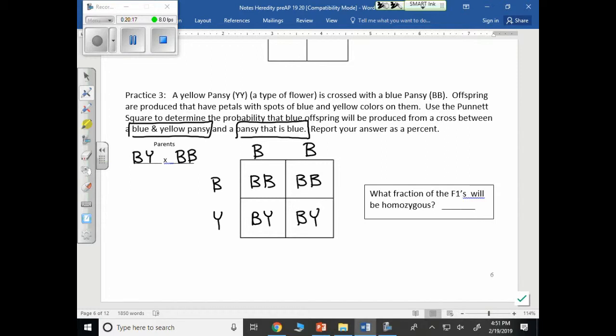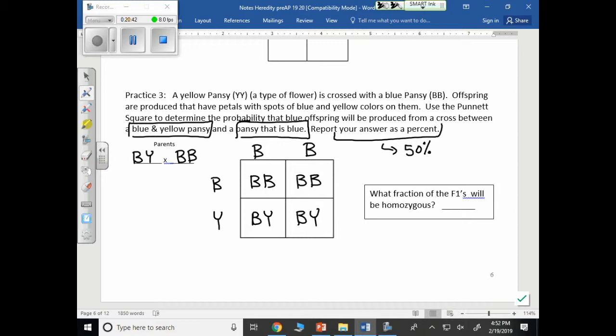Okay. Now let's go back up to our problem. It says, use a Punnett square to determine the probability that blue offspring will be produced from a cross between those two. Report your answer as a percent. So your answer, as a percent, would be 50%. You have a 50% chance of having blue offspring if you cross those two individuals.